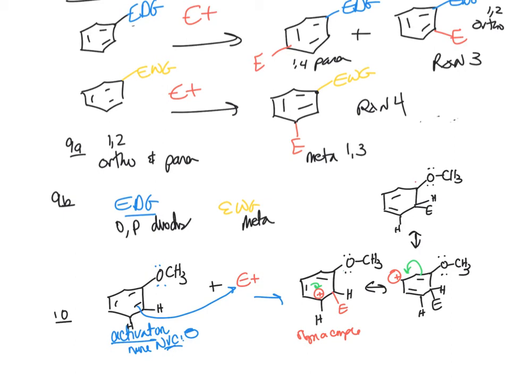Goes there, and then you get your positive there. Now you get another resonance structure here. These electrons can go there. And this is very important. This is why it's an activator and an ortho-para director.